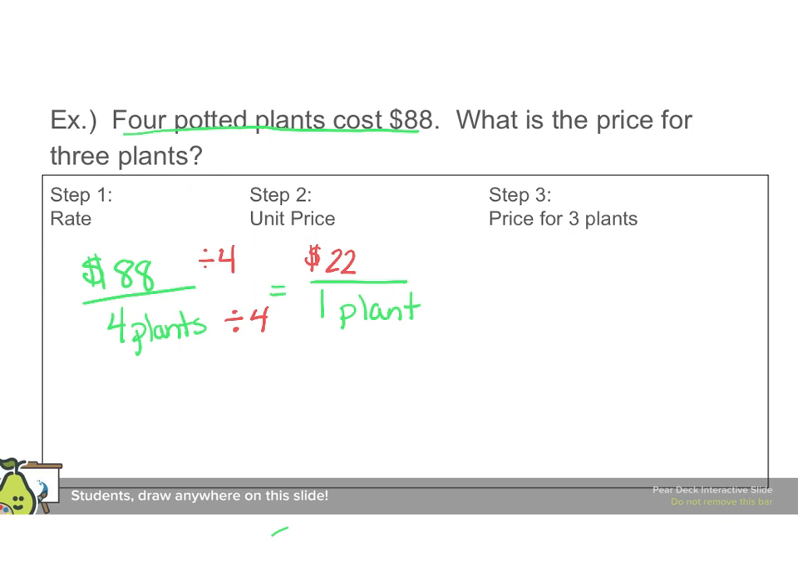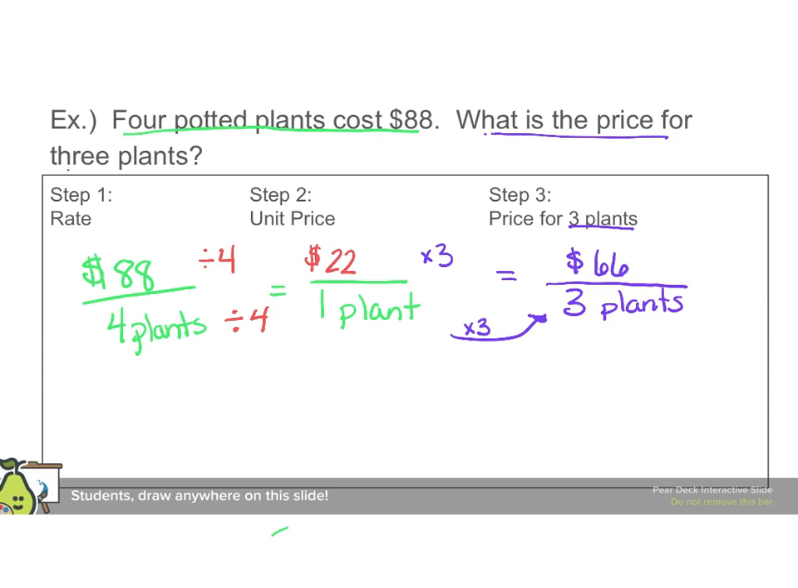All right. And then the next step would be I have to go from 1 plant to 3 plants. So I need 3 plants on the bottom. So to get from 1 plant to 3 plants, we would multiply by 3. So that means I would have to multiply by 3 on the top. Okay, so $22 times 3 would be $66. So what is the price for the 3 plants?